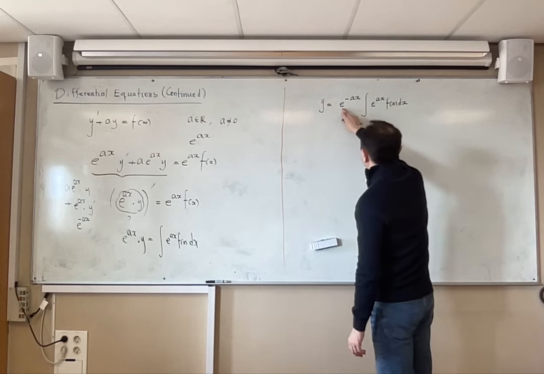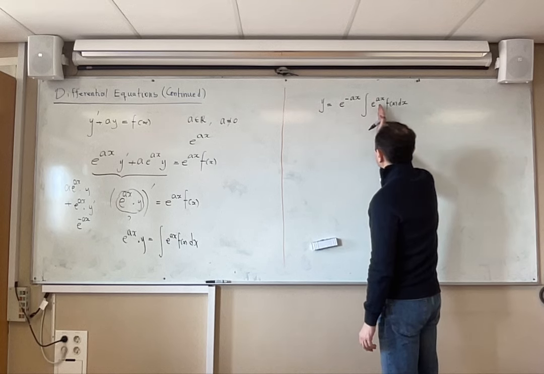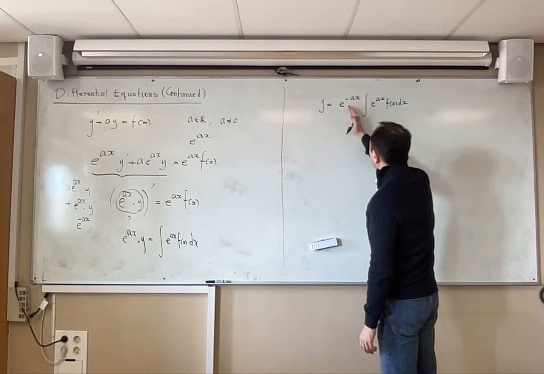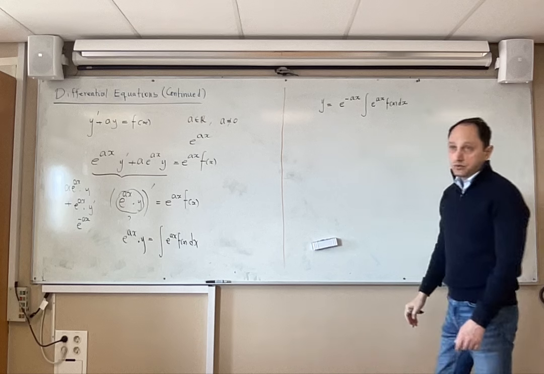And be careful, you're not allowed to flip this inside because it depends on x, so it's not a constant. Only multiplicative constants can be pulled out or flipped in. This is not a constant. That's what I can write. I have to stop there.